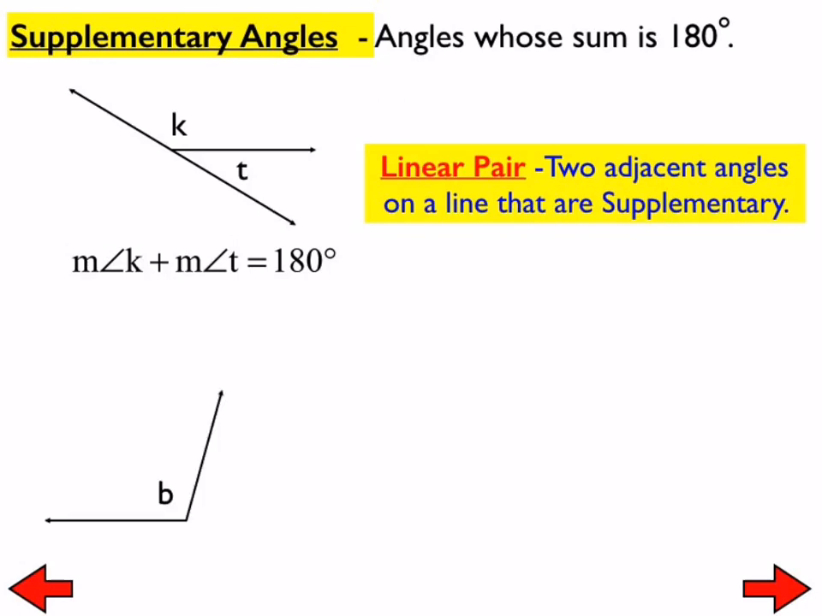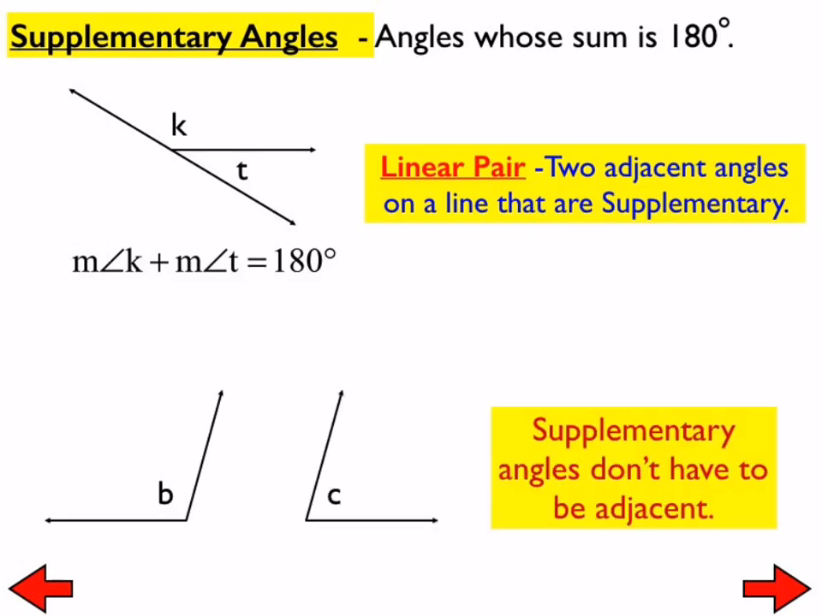But supplementary angles, like complementary, they don't have to be adjacent to each other to be supplementary. However, B and C, while they add to 180, they don't form a linear pair because they're not sitting adjacent on a line. Okay? So make sure you understand the difference between those two ideas. All right, you go ahead and do 1 through 8 with the supplementary problems.